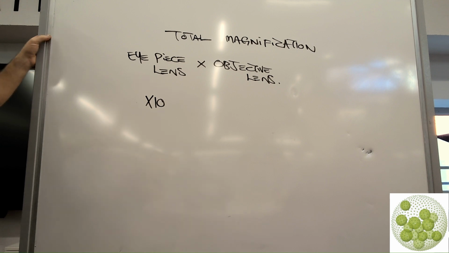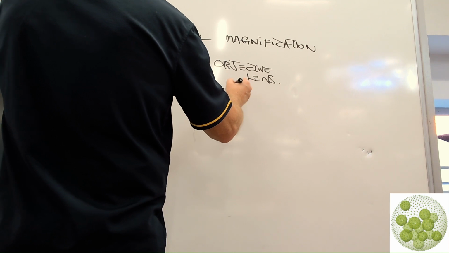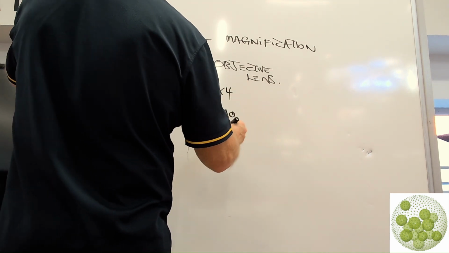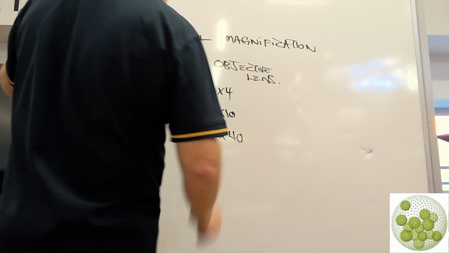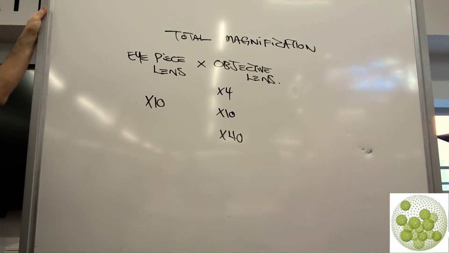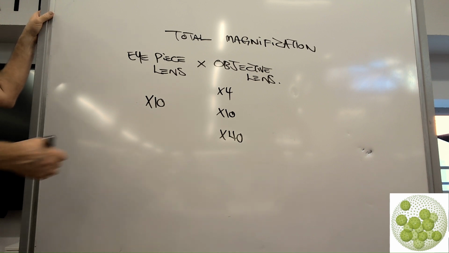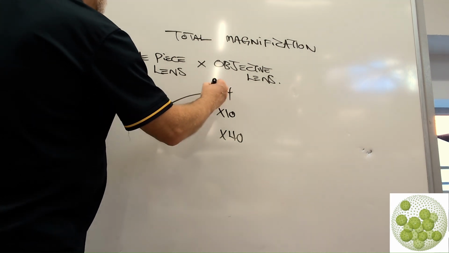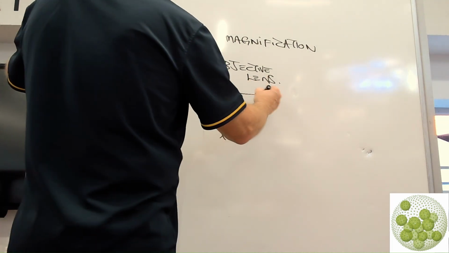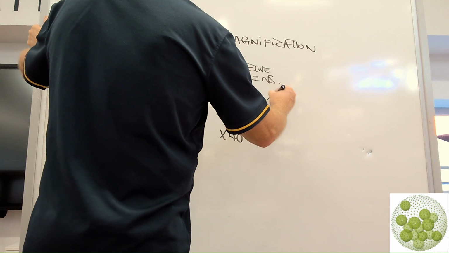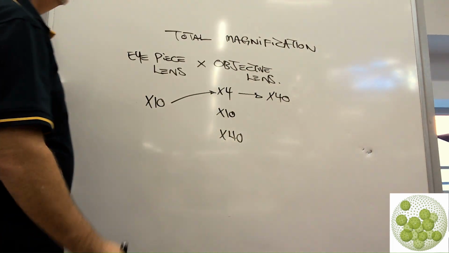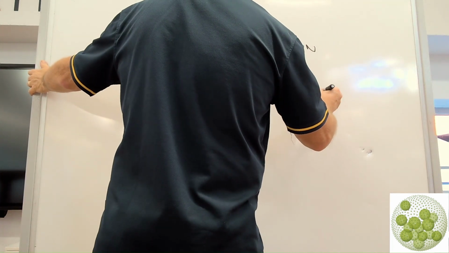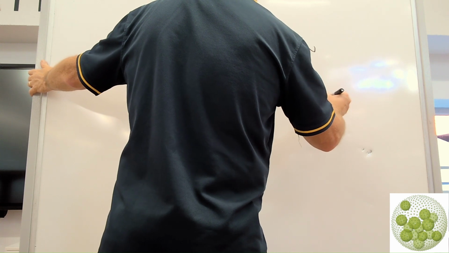But we've got 3 objective lenses, don't we? We've got a times 4, we've got a times 10, and we've got a times 40. Yes? So the total magnification, if we've got an eyepiece of times 10 and the objective lens of times 4, the total magnification for that combination is going to be times 40. So that's low power. Lower power.